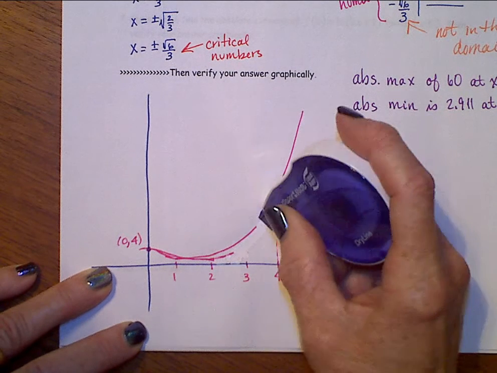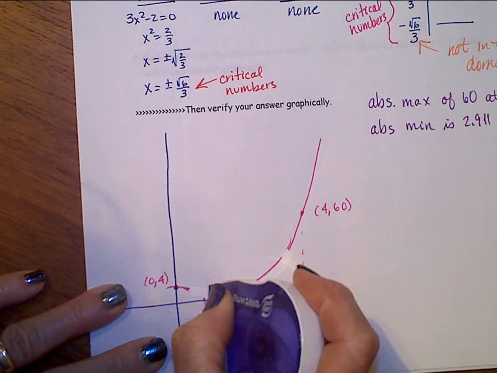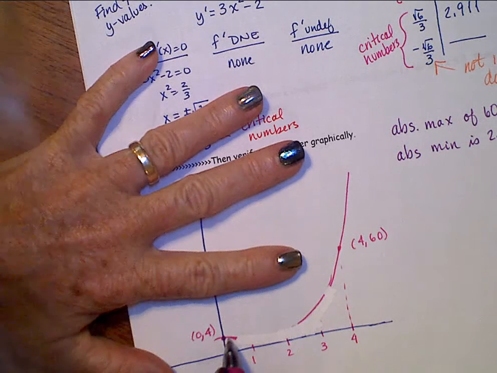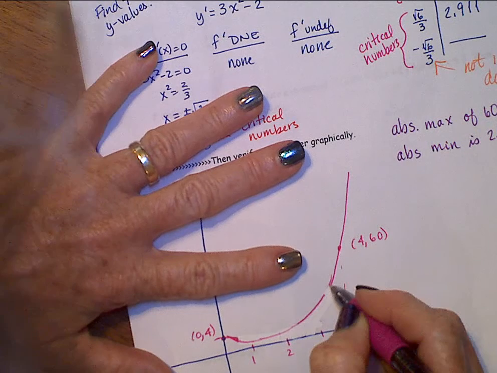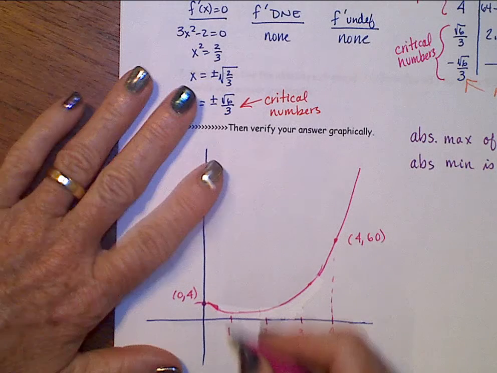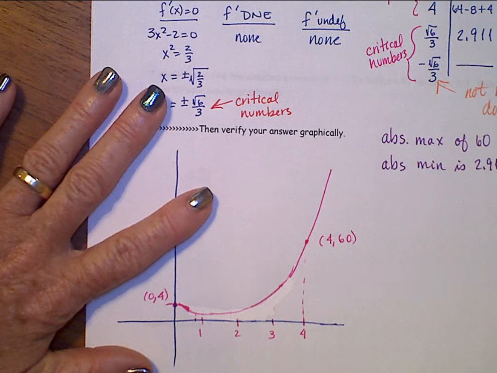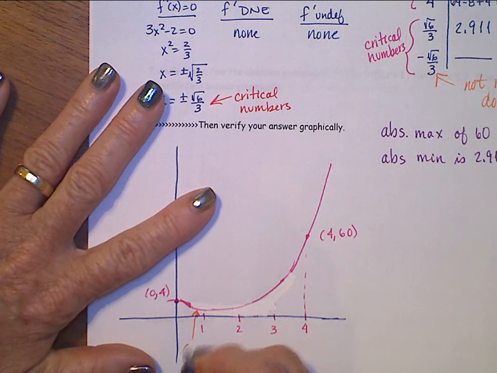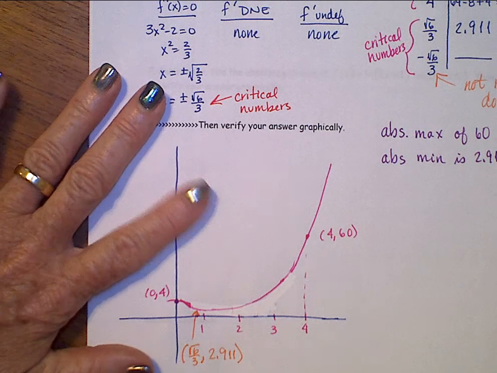But I'm almost done with this page, and I am not going to redo it for that little bit in here. Let me just do this. There we go. And here's that minimum value right in here. That is square root 6 divided by 3, comma 2.911. There's your minimum.